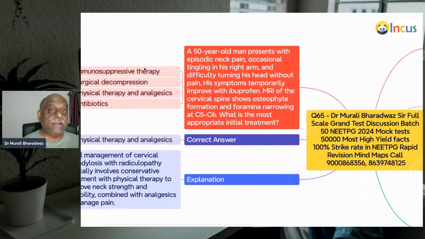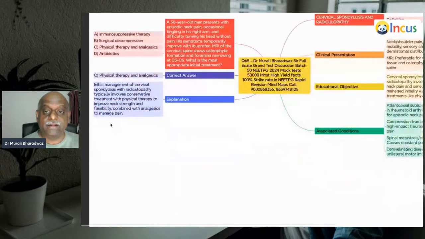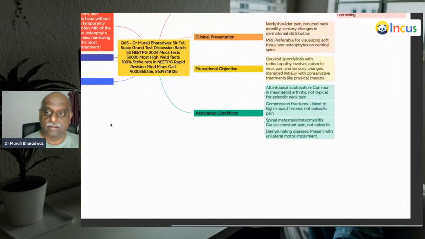50-year-old with episodic neck pain, occasional tingling, typical of cervical spondylosis. You need to ask him to do physical therapy. Analgesics is considered to be the treatment. Now, doctor.